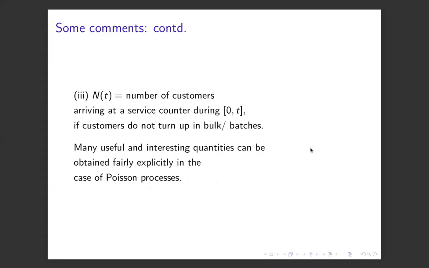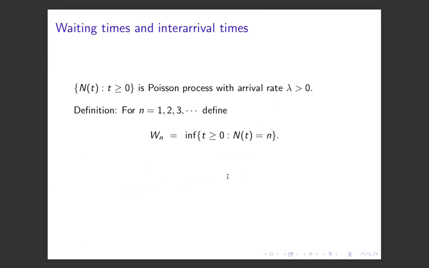Yeah, this is where we had stopped the last class. There we had alluded to many useful quantities that can be obtained fairly explicitly in the case of time homogeneous Poisson processes. So we will look at the first of such examples, which is waiting times and interarrival times.